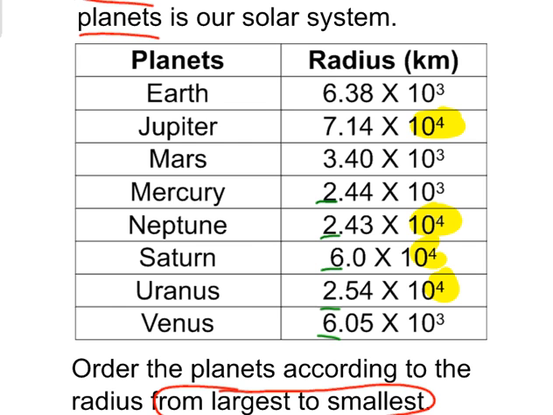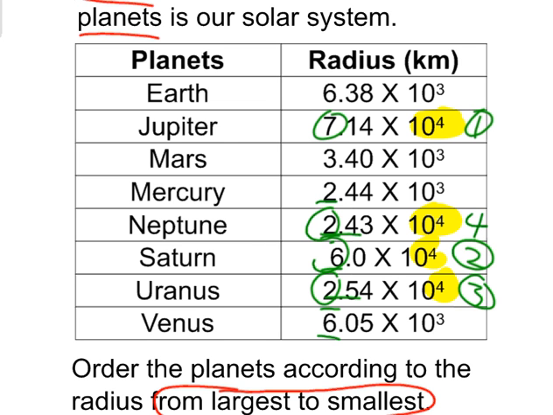Now I can look at the digits as long as they've got the same power of 10 notation. So I look at those digits right there. The largest digit is 7, so that's going to be my biggest planet. The next largest one is 6, so that's going to be my second planet. The next largest one, I've got 2.5 and I've got 2.4, so 2.5 is bigger. That's the third largest planet. This is the fourth largest planet.